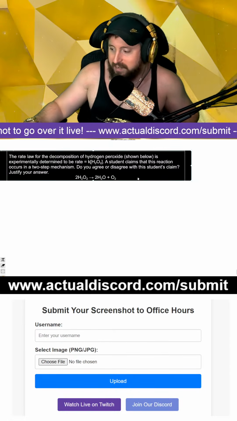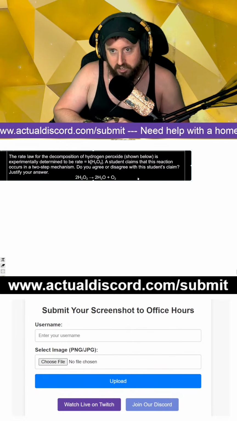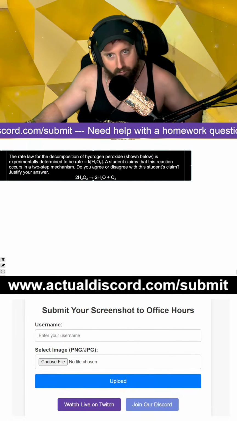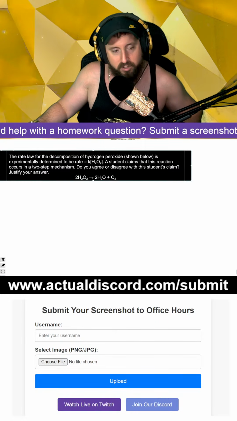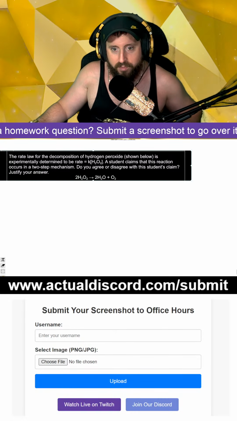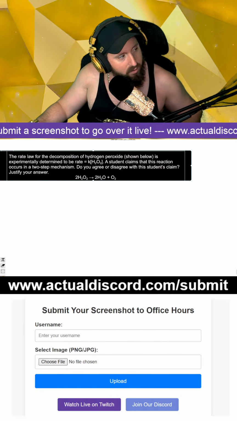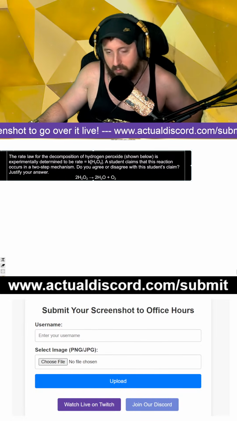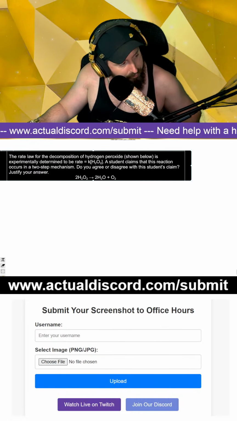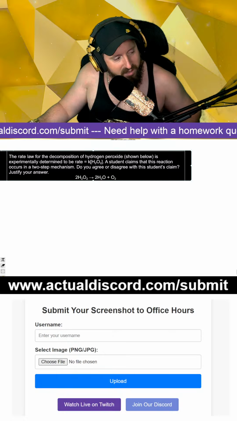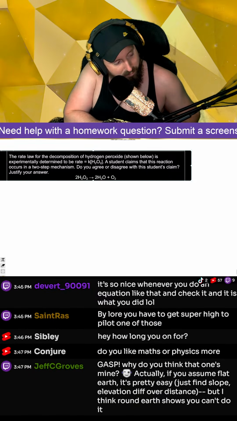Okay, let's see. The rate law. Ooh, this is chemistry. I love chem. The rate law for the decomposition of hydrogen peroxide is experimentally determined to be this. A student claims that this reaction occurs in a two-step mechanism. Do you agree or disagree with this student's claim? Oh, wow, interesting. Okay. So we have to remember what rate laws are and why they matter. And then I think the rate always depends on the rate limiting step, which is the slowest step, right?